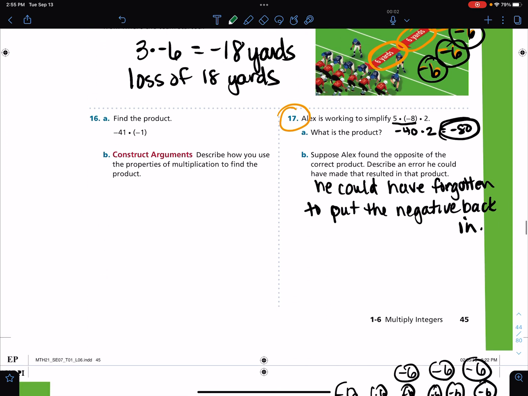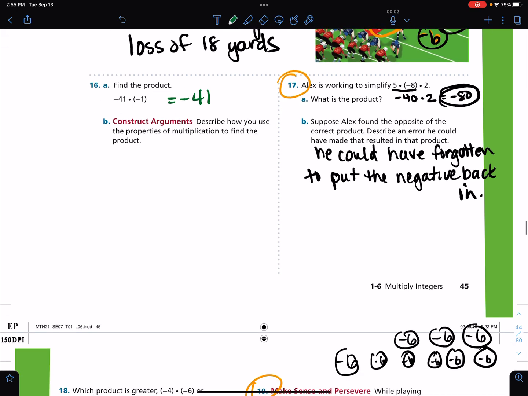So A, negative 41 times negative 1 is negative 41. And describe how you use the property of multiplication to find the product. Okay, because negative means opposite, or could be used the same way as the word opposite.